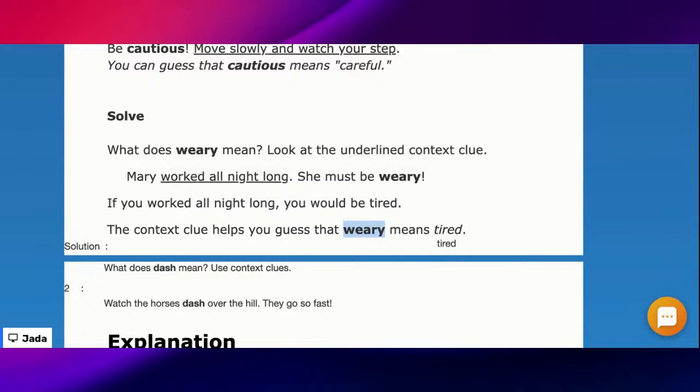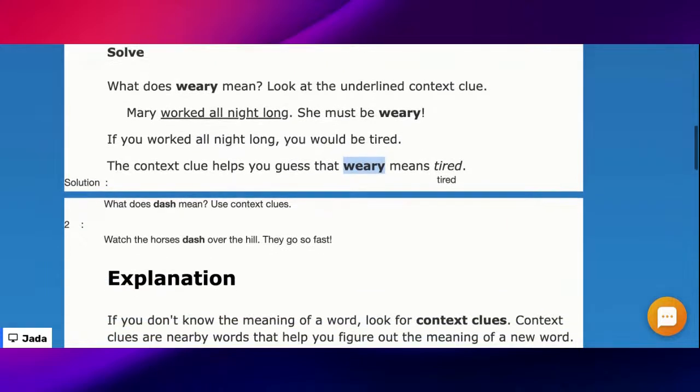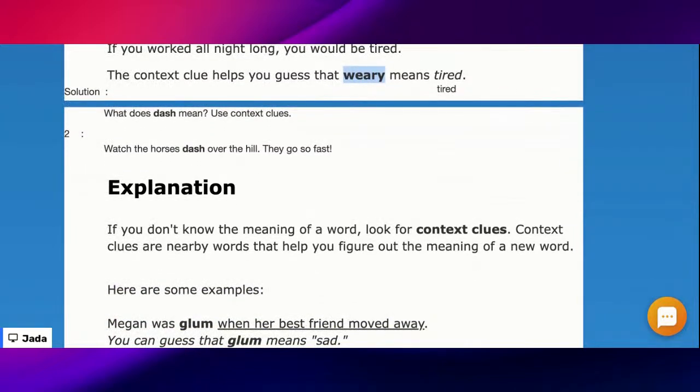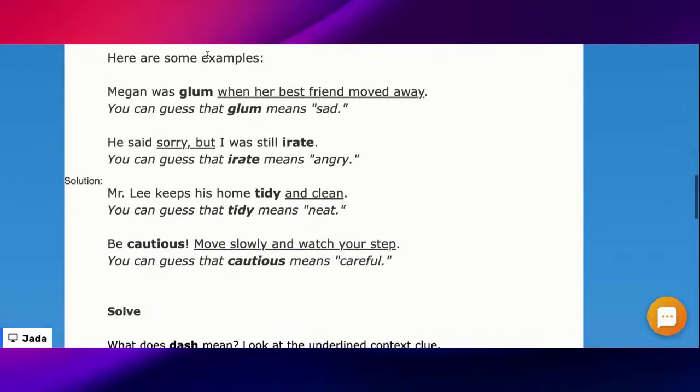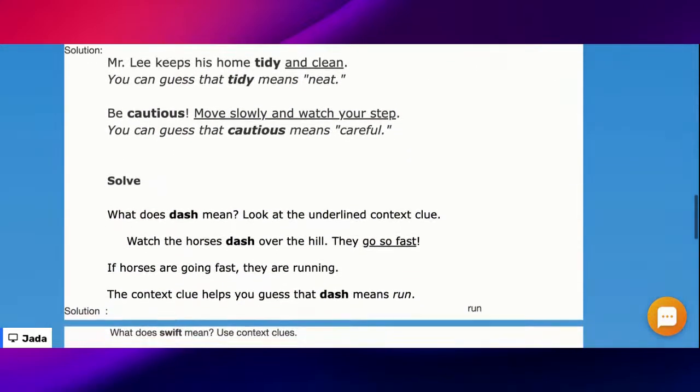Okay, so now we have some more examples. What does dash mean? Use context clues. Watch the horses dash over the hill. They go so fast. Now, what does dash mean in this sentence? It could be new to you. You do not have any idea what dash means. But let's look at it here.